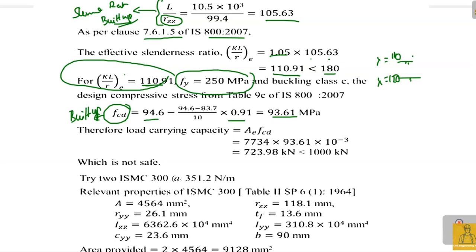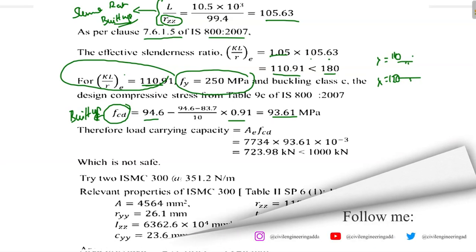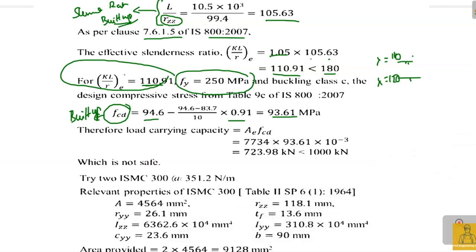So when you are solving and verifying this calculation, keep your code book and steel tables with you. You can just access them from your cell phone itself. You can avail the PDFs from the internet. So now you know FCD. This is the maximum stress the column, the built-up section, can take. Multiplied by the effective area, the total area provided, that is 77634, it will give you the load, 723.98 kilonewton.